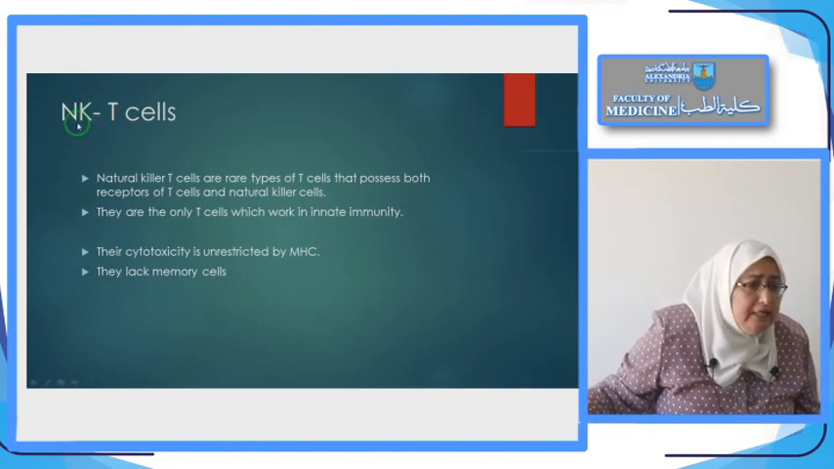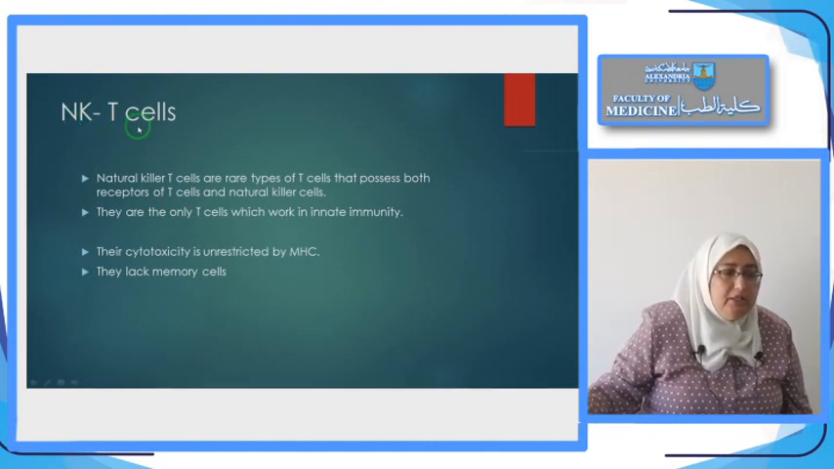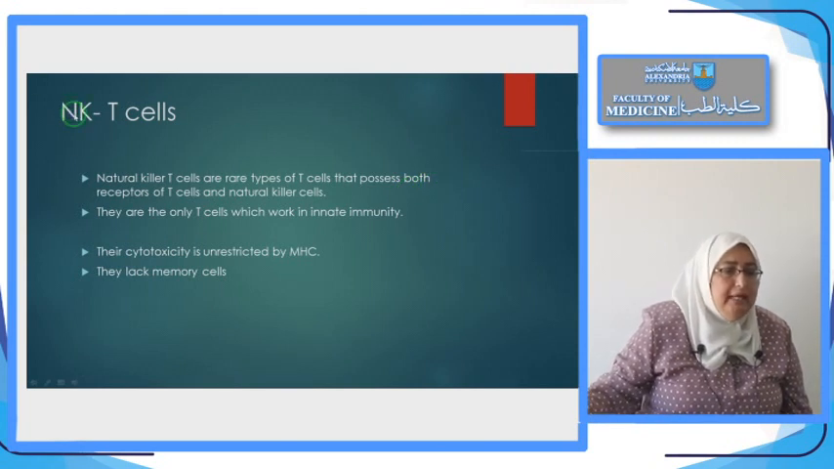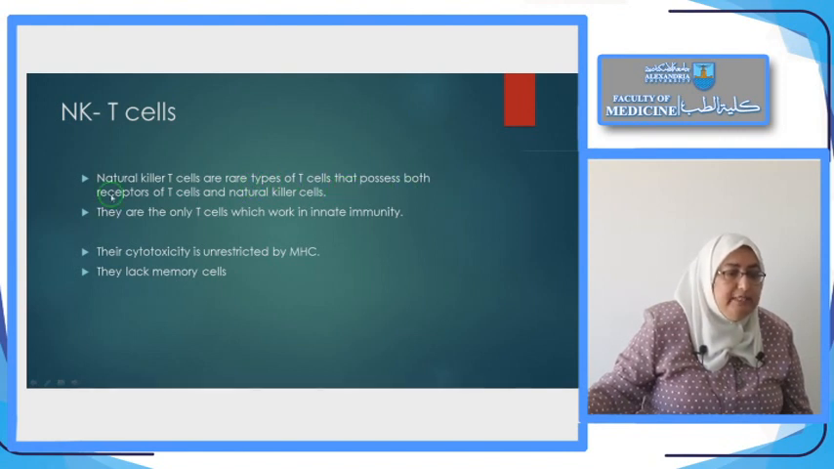There are also natural killer T cells, not present in your book. They are rare types of T cells, different from the natural killer cell. They have receptors for both natural killer cells and T cells. They are the only T cells which work in innate immunity. Their cytotoxicity is unrestricted by MHC, and they lack memory cells.